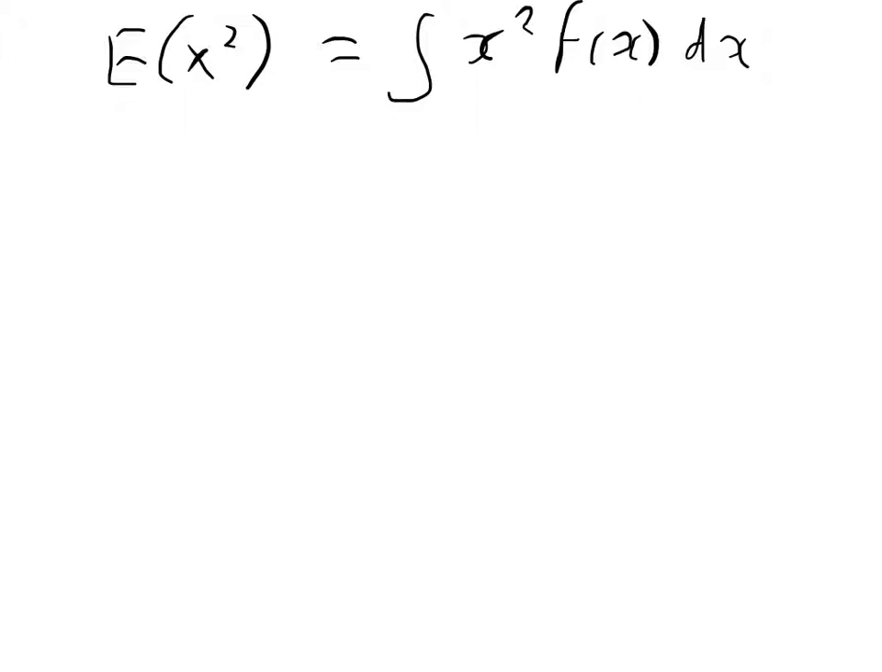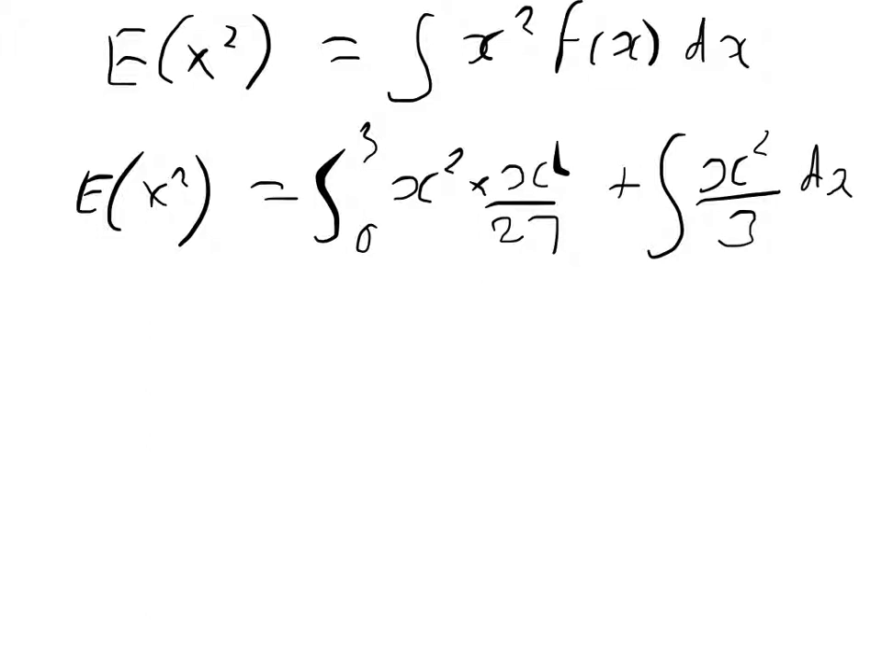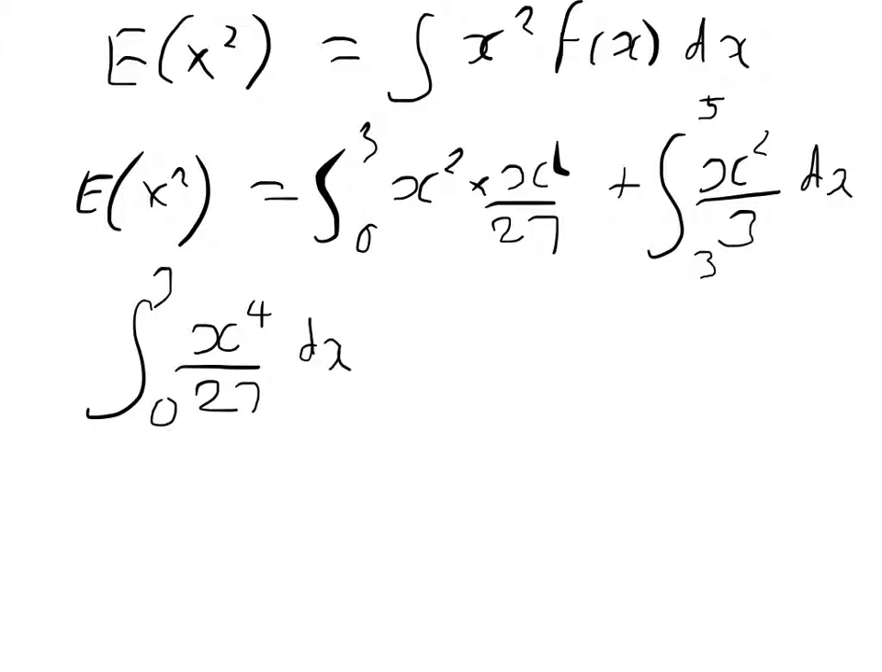To find our variance, we need E of x squared. So what we're going to need to do across the two different functions is find E of x squared. So our E of x squared is going to equal the integral between 3 and 0, x squared times our function, x squared over 27, just tidy that up, x squared over 27 plus the integral of x squared over 3 with respect to x, and that's between 5 and 3. So we've got the integral of x to the power 4 over 27 between 3 and 0 dx plus the integral between 5 and 3 of x squared over 3 with respect to x.